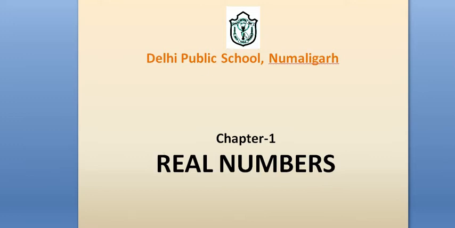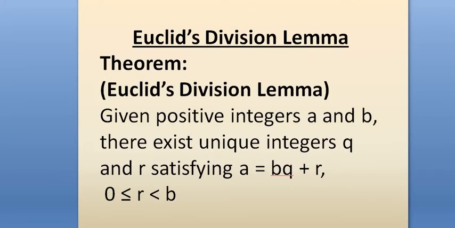In real numbers we discussed Euclid's division lemma, and you all remember that Euclid's division lemma states that given positive integers a and b, there exist unique integers q and r satisfying a is equal to bq plus r, where r is always less than b but greater than or equal to 0. And we also have done some questions, some applications of Euclid's division lemma in real life situations.